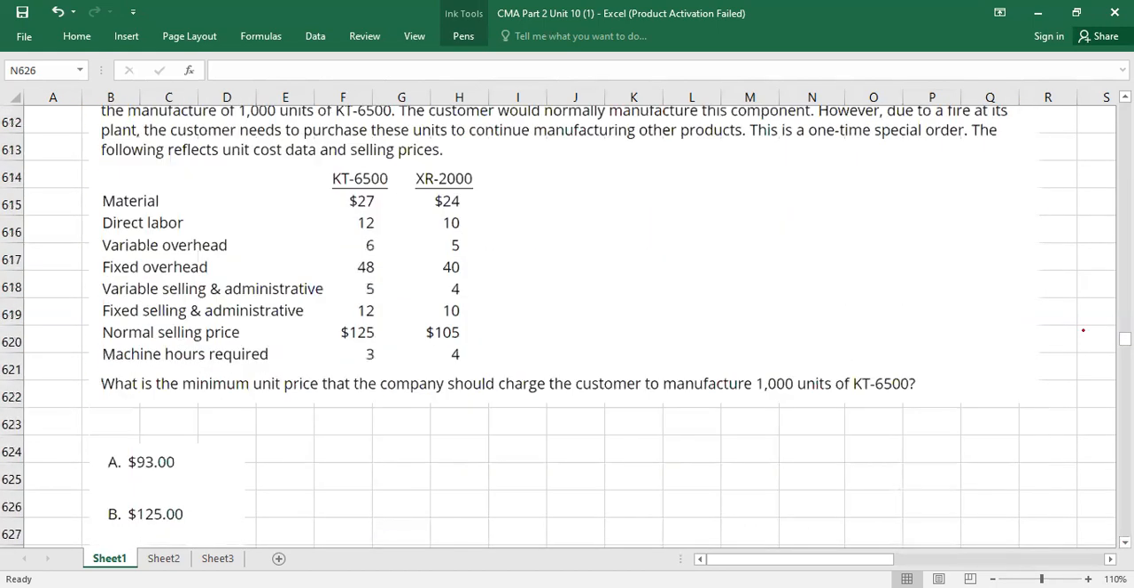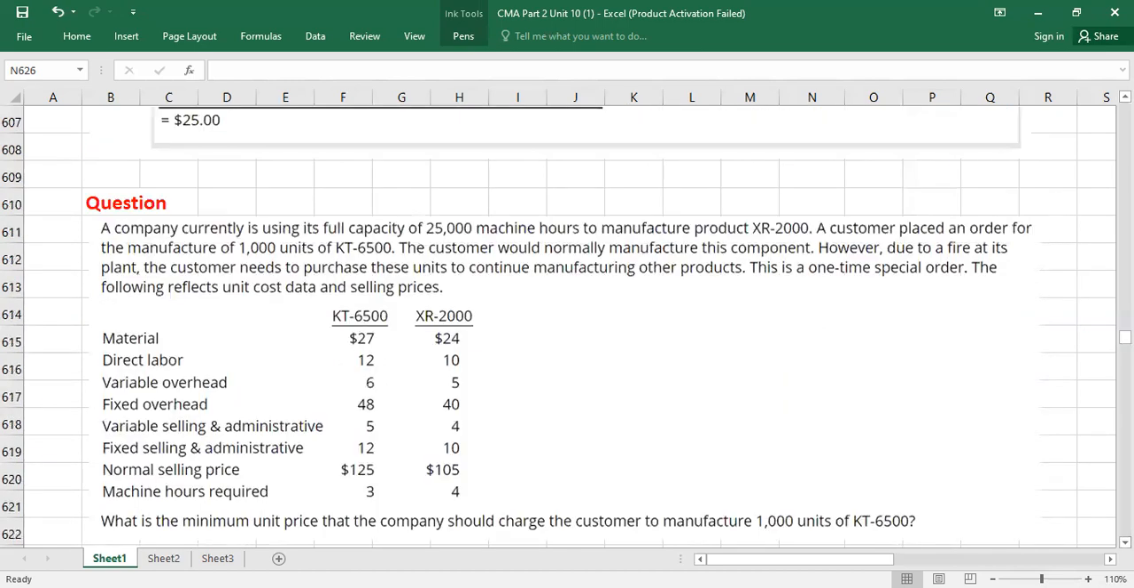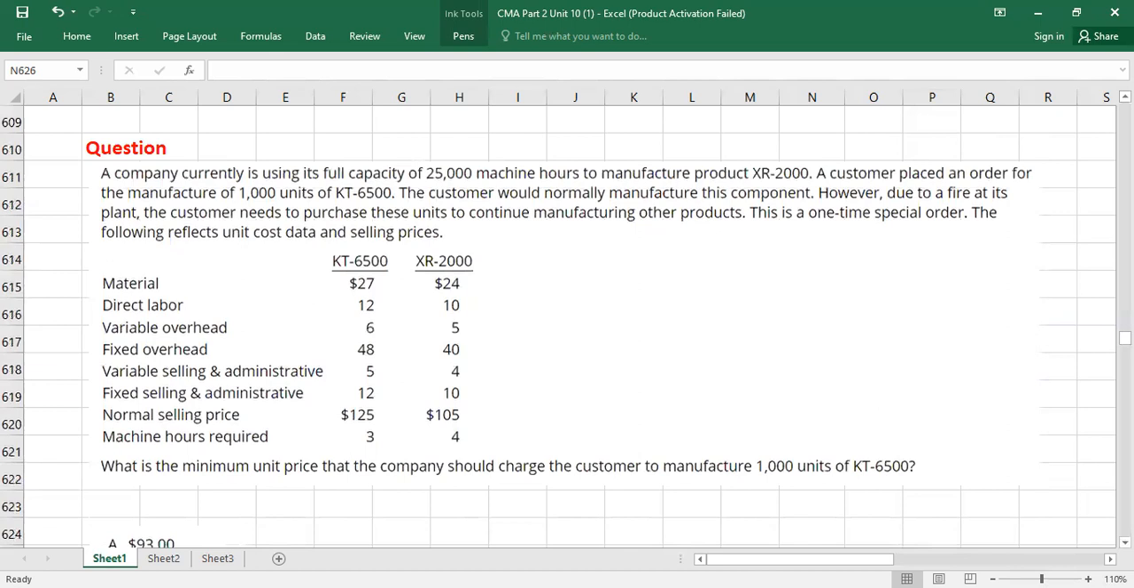Now we have another question here. For example, here is a question where they're asking, what is the minimum unit price? Minimum unit price means it should be equal to the relevant cost. So the minimum unit price that the company should charge the customer to manufacture 1,000 units of KT. This is the name of the product, KT 6500, and the units are 1,000. So they're asking for the minimum price, meaning the relevant cost.